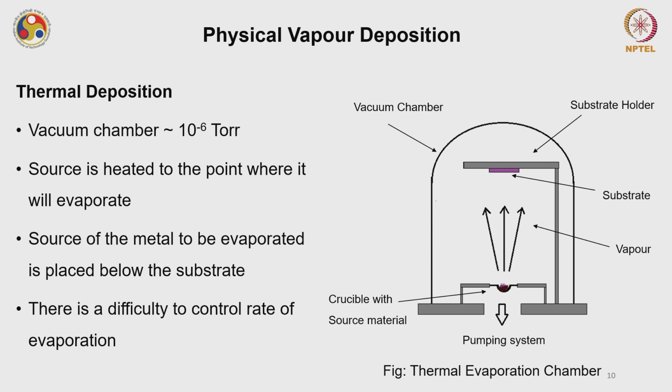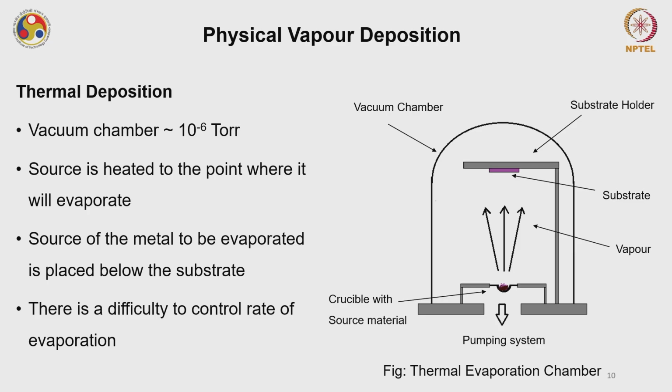Usually this thermal deposition system works under a vacuum. All this deposition is done under certain vacuum. Typically the vacuum chamber is around 10 power minus 6 torr or so. As you go ahead to sputtering and so on, you require more and more vacuum, and in the case of molecular beam epitaxy you need very high vacuum to be achieved for deposition. But in return you get a very good deposited film.